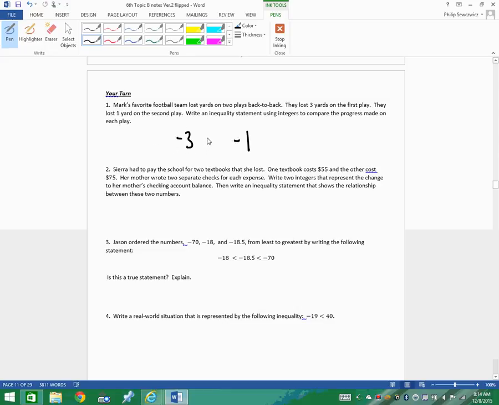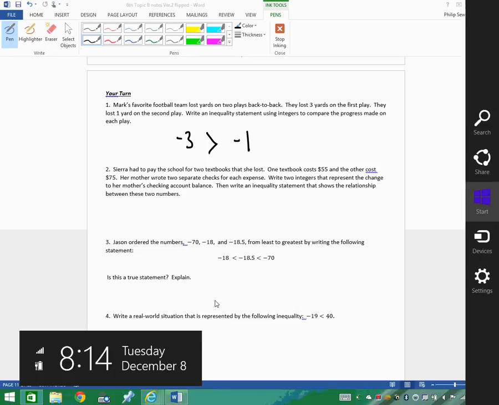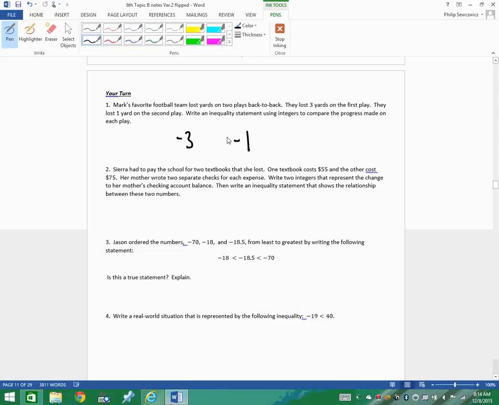Here we would say negative 3 is greater than... is it? No. Negative 3 is further to the left on the number line. That is smaller. So negative 3 is less than negative 1. That's what we want here: be able to put the integer and then put your inequality statement in there.